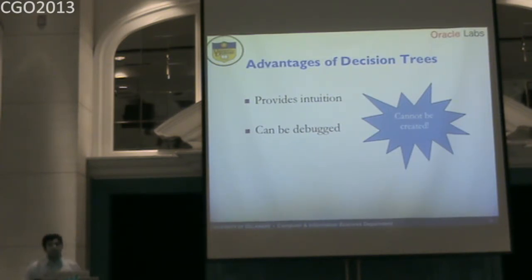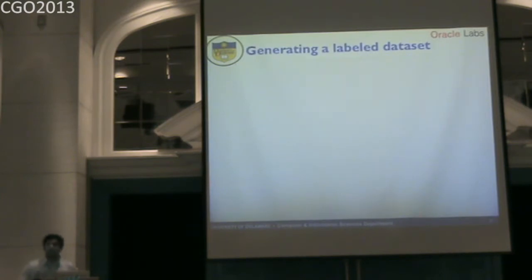In order to create a labeled dataset, what we did was take the neural network that we had and consider that as our oracle. We embedded that into the VM, and at each decision point, we just looked at what inputs were given to the neural network and what output the neural network gave.